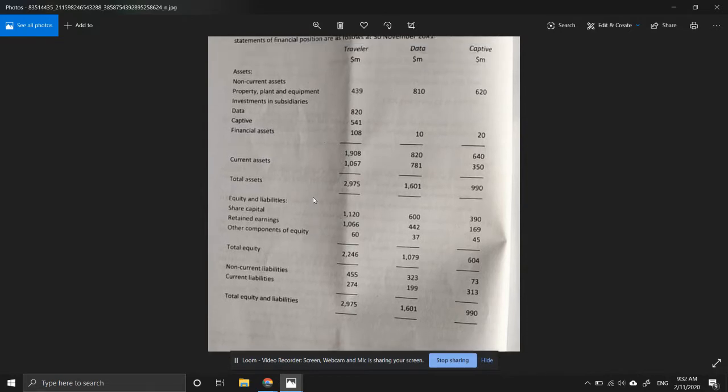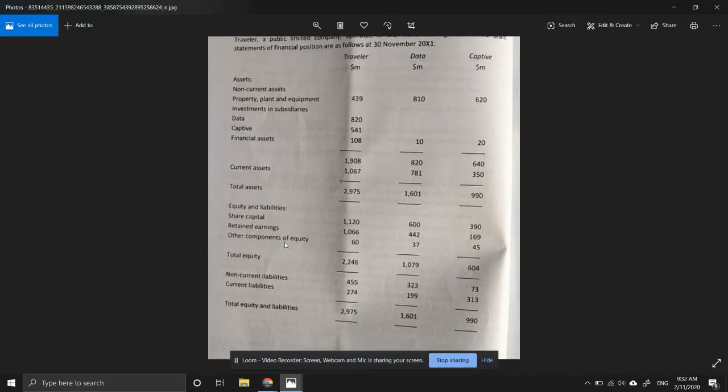It could be equity as well, but we need to figure out what it is. If it's equity, then there'll be a different treatment for it, so we need to look out for that as well. 108, 10, and 20, all of these have financial assets. Current assets is there. We need to look out for any PURPs, that's the most important thing in the case of current assets, and any other adjustments. Share capital, retained earnings, or the components of equity are given, and then non-current liabilities and current liabilities are also there. So total equity and liabilities is okay.